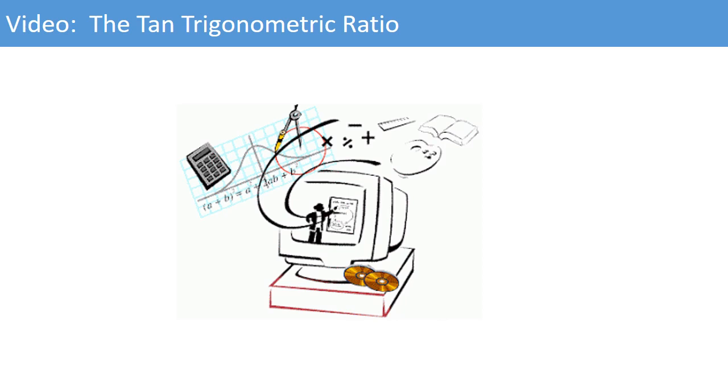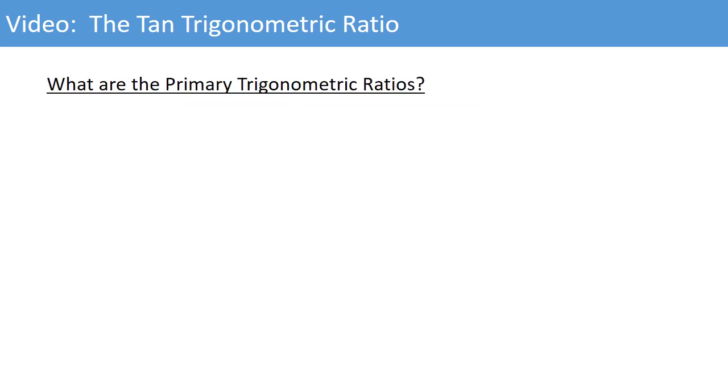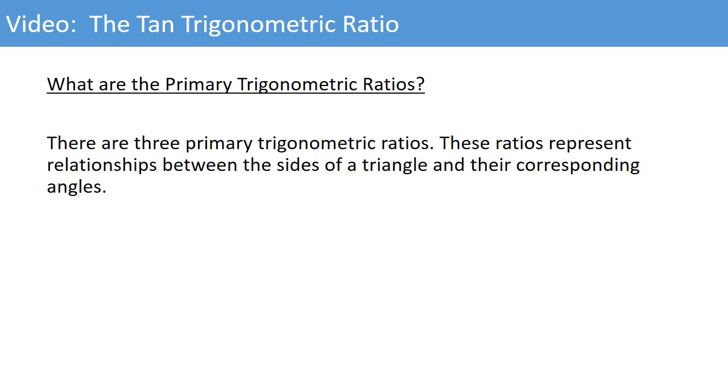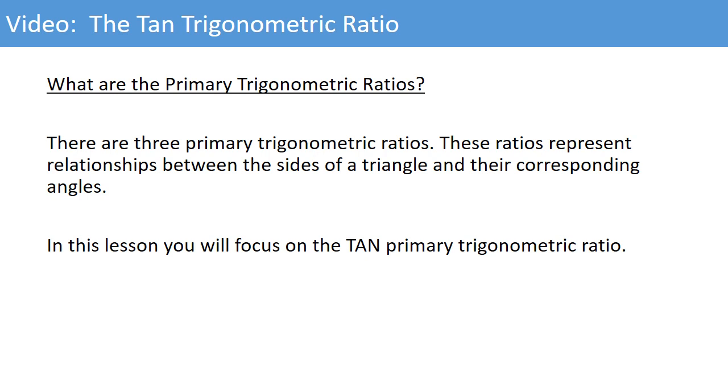The tan trigonometric ratio. What are the primary trigonometric ratios? There are three primary trigonometric ratios. These ratios represent relationships between the sides of a triangle and their corresponding angles. In this lesson, you will focus on the tan primary trigonometric ratio.